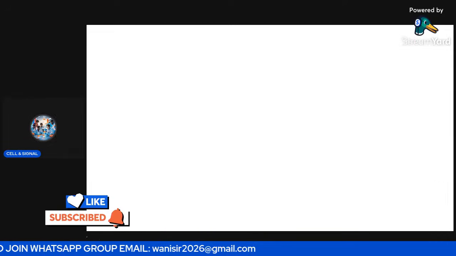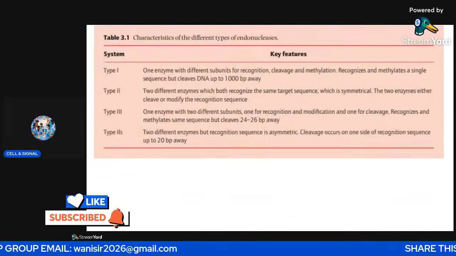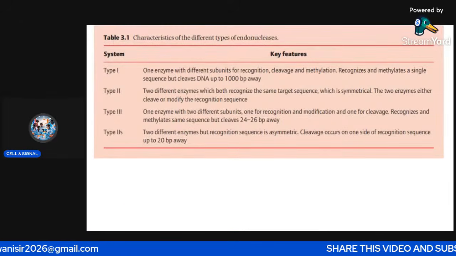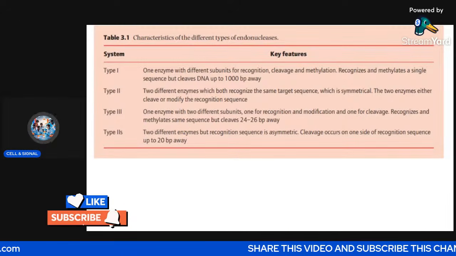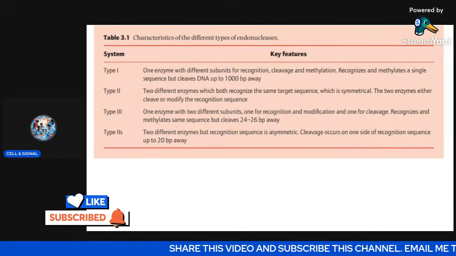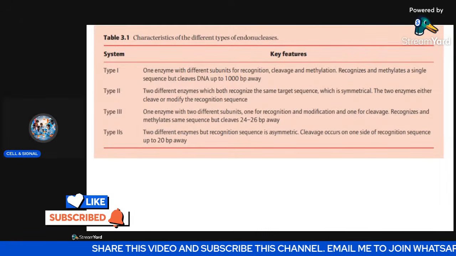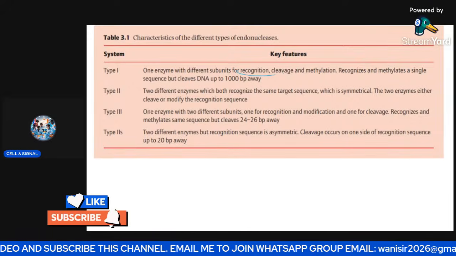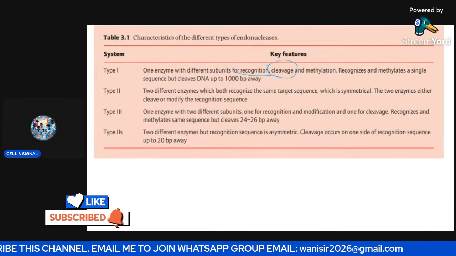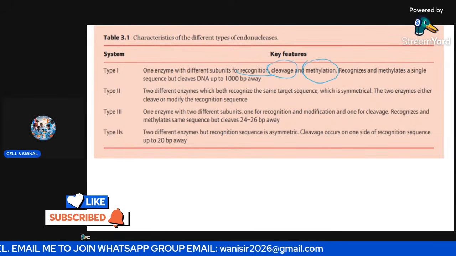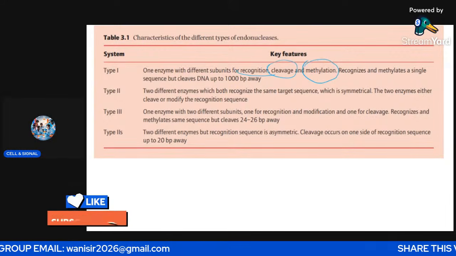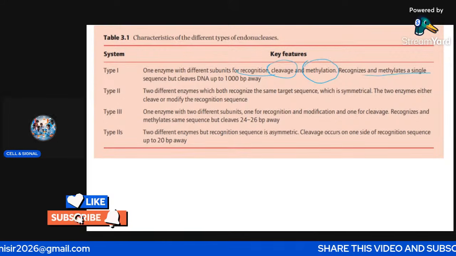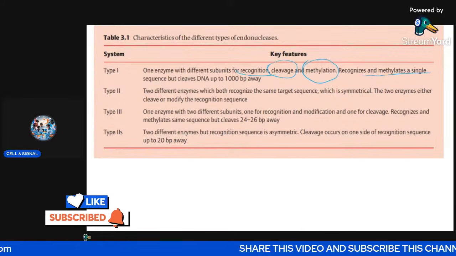Now, there are three types, in fact four types, of restriction endonucleases. Type 1 is one enzyme with different subunits for recognition and cleavage. It causes cleavage and methylation. It is very important. This is sometimes asked in the exam. It recognizes and methylates a single sequence but cleaves the DNA up to 1,000 base pairs away.